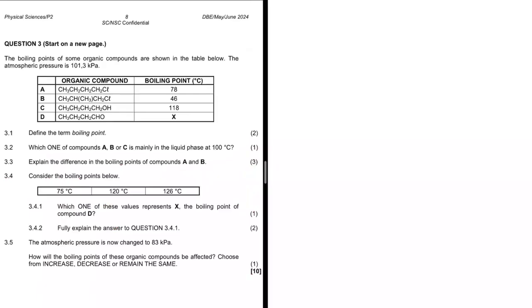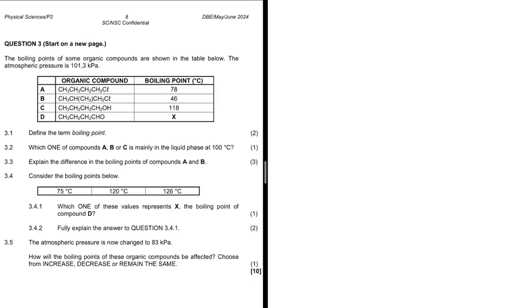The temperature at which the vapor pressure is equal to the atmospheric pressure is what we refer to as the boiling point, and that is 3.1. So from here on, let's go ahead and take a look at 3.1.2. What does the question say? Which of the compounds A, B, or C is mainly in the liquid phase at 100 degrees Celsius?